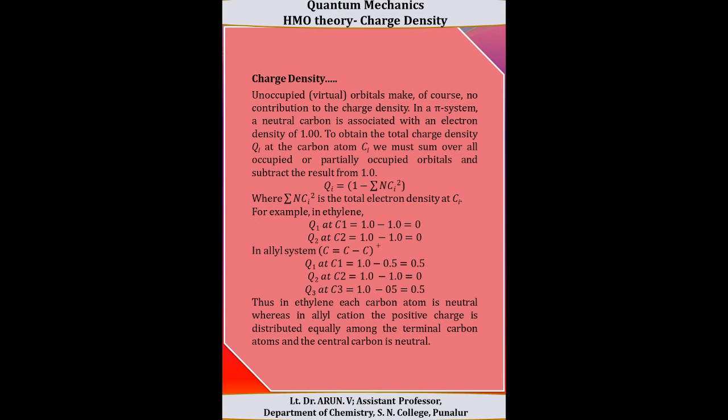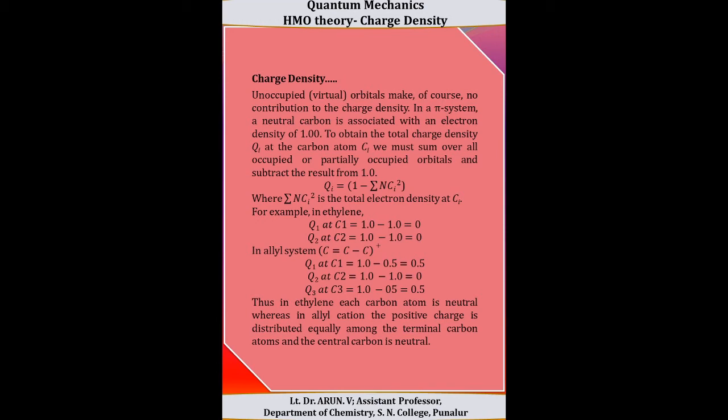For example, in the case of ethylene, there are two carbon atoms. The charge density Q1 at C1 is equal to 1 minus 1, that is equal to 0. Q2 at C2 is equal to 1 minus 1, which is equal to 0.